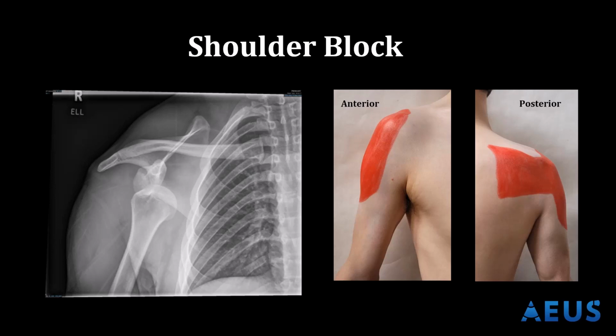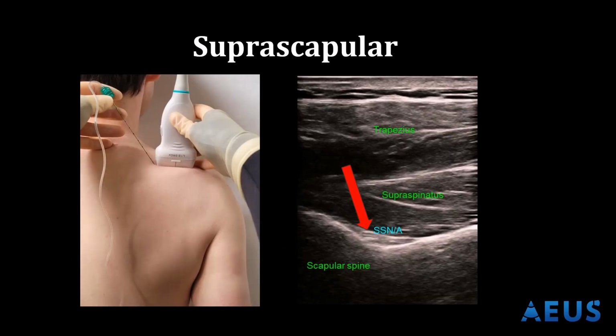It combines blocks of the suprascapular and axillary peripheral nerves to give analgesia to the shoulder joint. For this block, the patient is positioned sitting upright, arm adducted, with a roll behind the back or legs over the side of the bed. We'll begin with the suprascapular nerve.